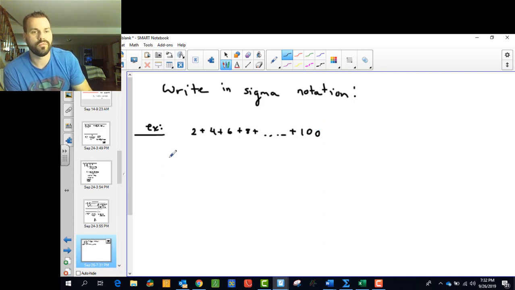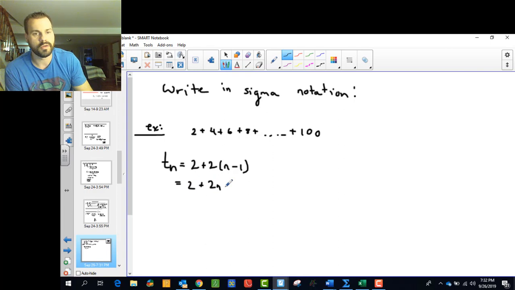So we need the first term, which is 2, and the common difference is 2. We need Tn because that goes into our sigma notation. So we're going to get 2 plus 2n minus 2. That just gives me 2n. So that's my Tn. And then I need to know the lower limit, which is 1. I'm going to start at n equals 1. So as I'm populating my sigma, the sigma gets written in. Then I say I'm going to start at 1, and I'm going to plug it into my Tn.